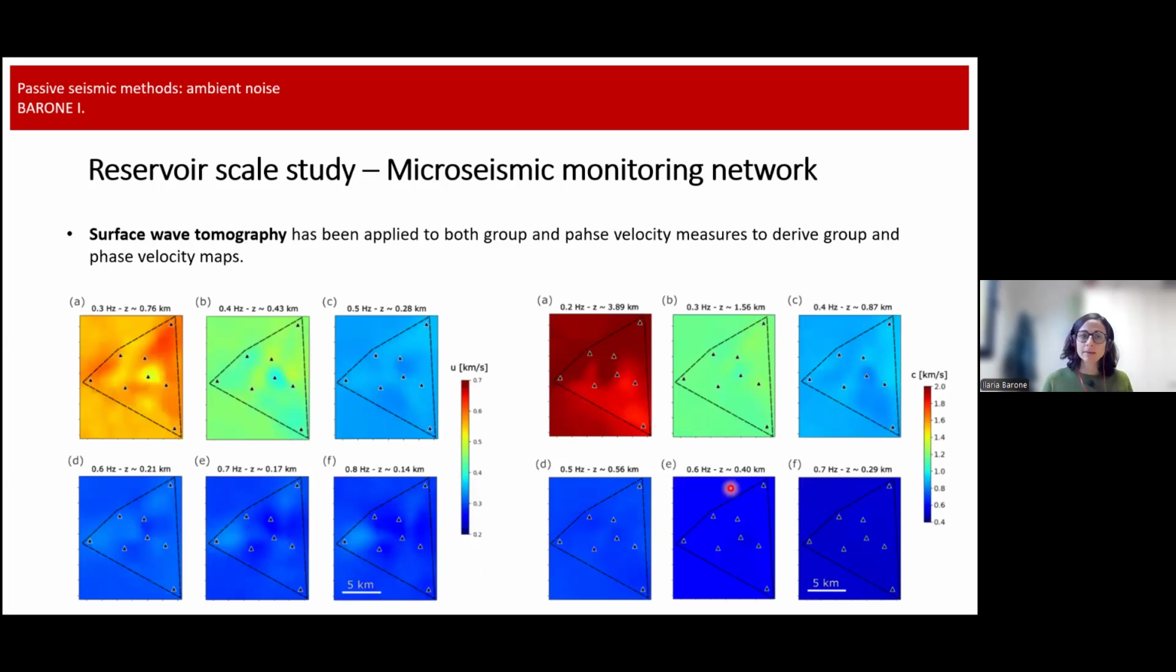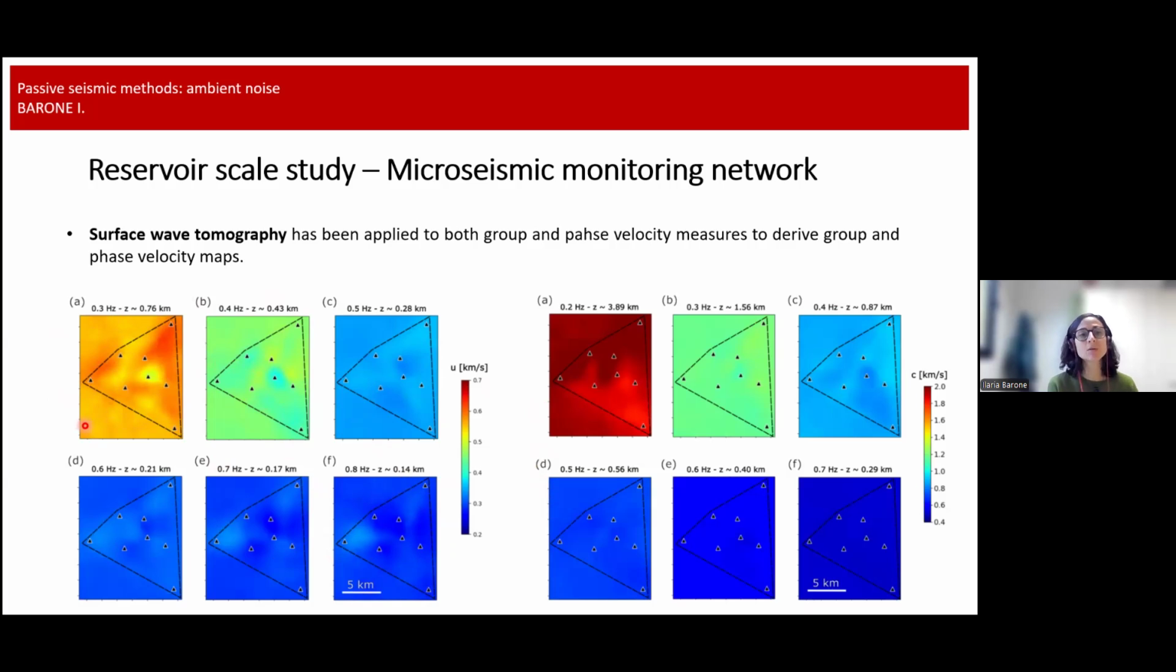Then we have recombined all the velocity information for different pairs, especially using surface wave tomography, both for group velocities. So these are all the group velocity maps for the different frequencies, and the phase velocity maps. So from these, you can clearly see the dispersion, because low frequencies are characterized by much higher velocities than higher frequencies, both for group and phase velocities, but we cannot really appreciate strong velocity variations.